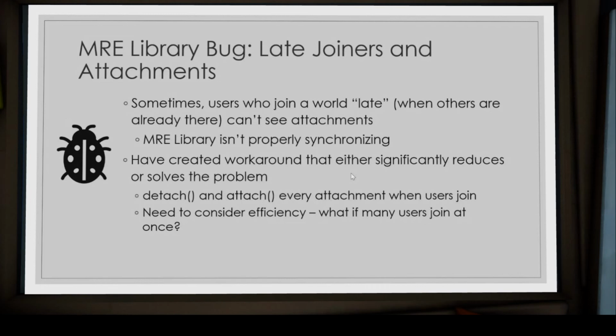But a pretty common library bug for attachments is these late joiner issues, where, if you've ever been to any of the parties, you go in and somebody's talking about people's wings and you can't see the wings, or vice versa. The attachments are there for some people, but not for others. That's due to a synchronization bug in the MRE library. I've found a way, I kind of hedge my bets here, it seems to work. I've never really done a super stress test to know if it's perfect or if it just severely reduces the problem. But I found a way that involves, as you see here, detaching and attaching every attachment when a user joins a world.